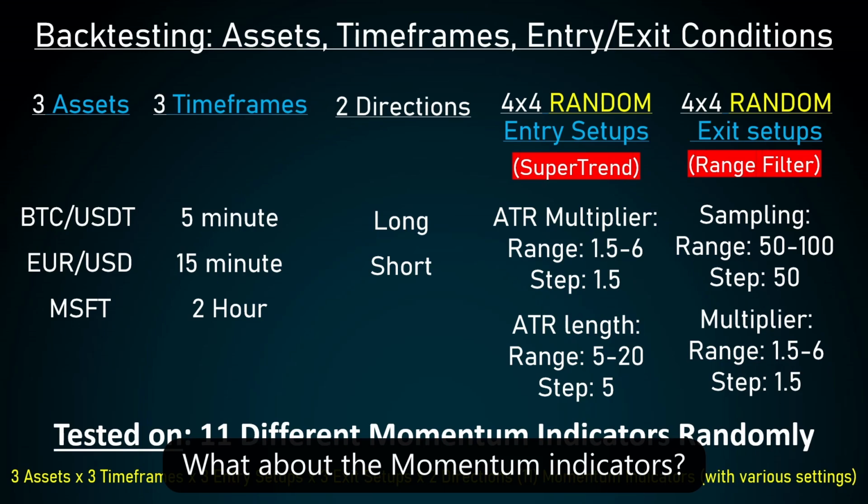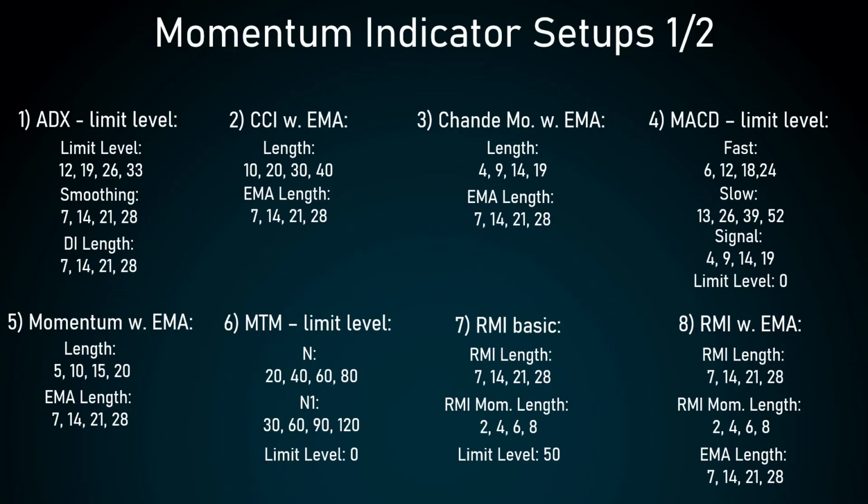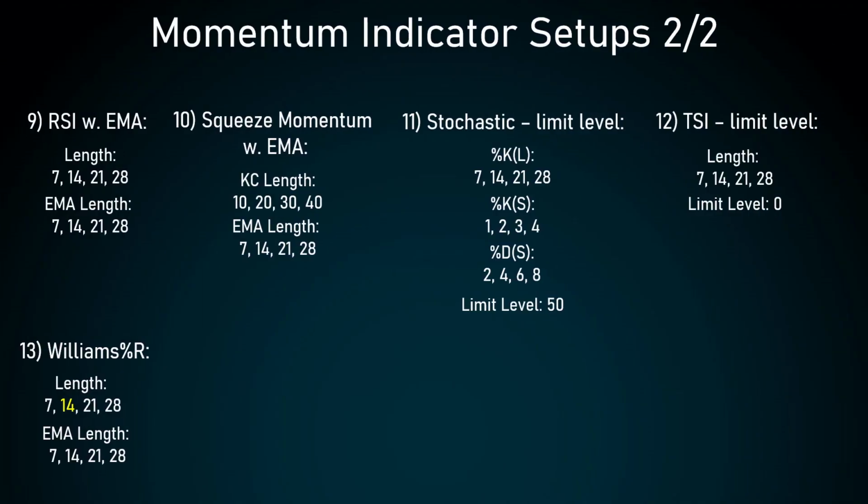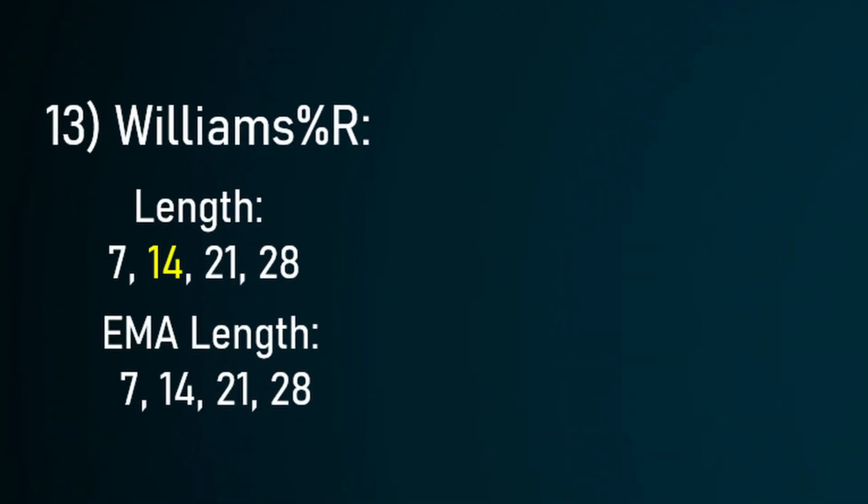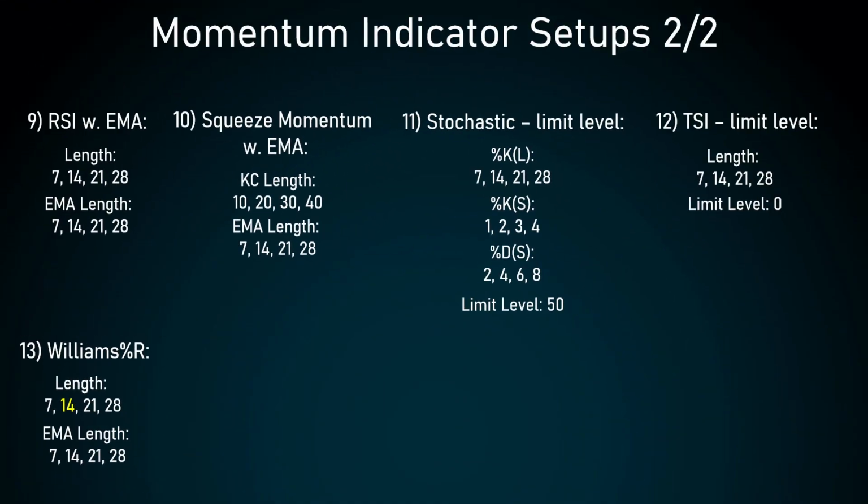But what about the momentum indicators? For choosing which parameters to test on the momentum indicators, I choose a simple method. I will be testing a multiplication of the default values. Let's take a look on, for example, the Williams percentage R with EMA. The Williams percentage R's default length value is 14, so I tested 7, 14, 21 and 28 lengths. And for the EMA length I tested the same values, just like with every other EMA modified indicator. Just like with the entry and exit signal indicators, I will be backtesting each momentum indicator with random parameter settings.